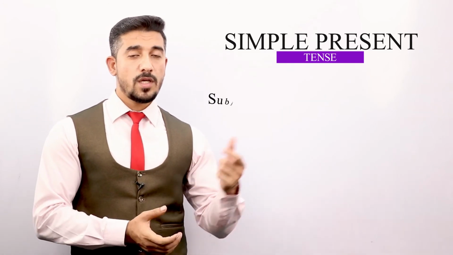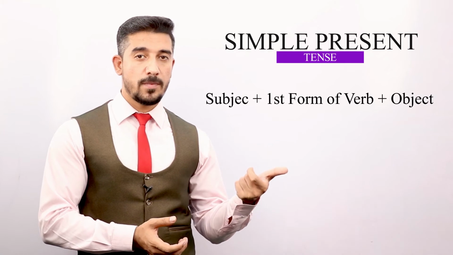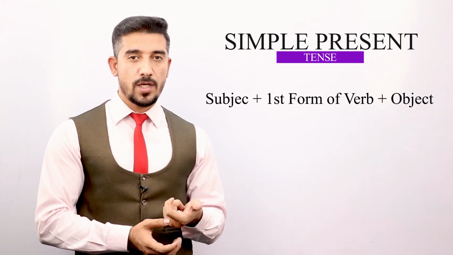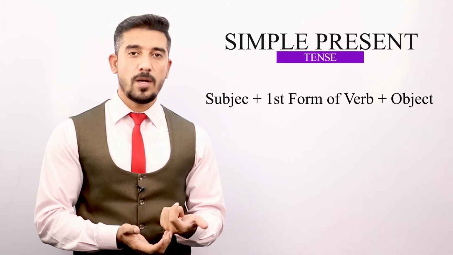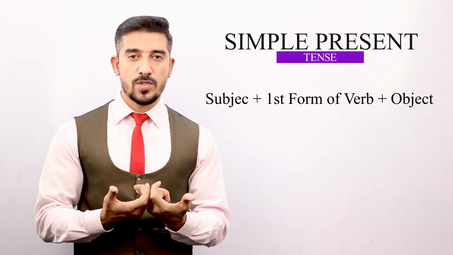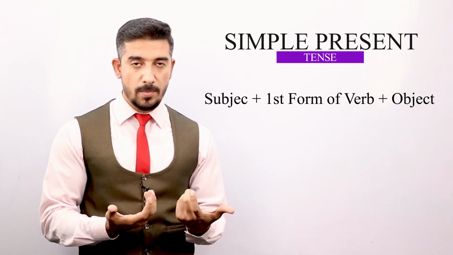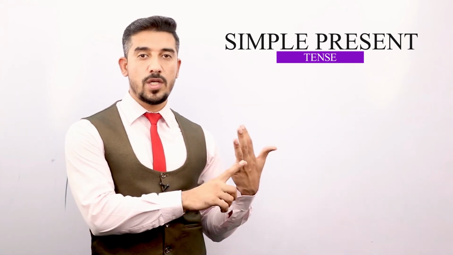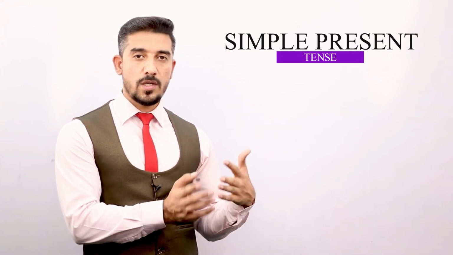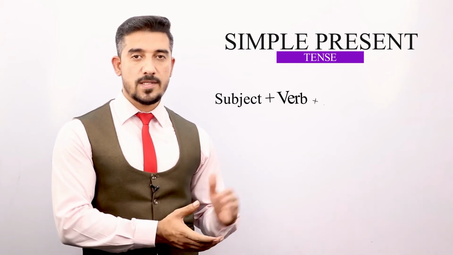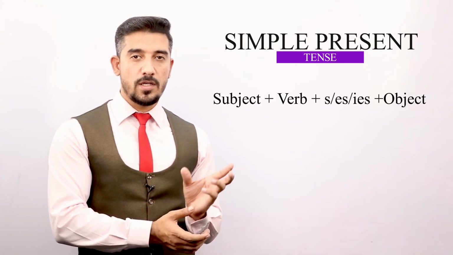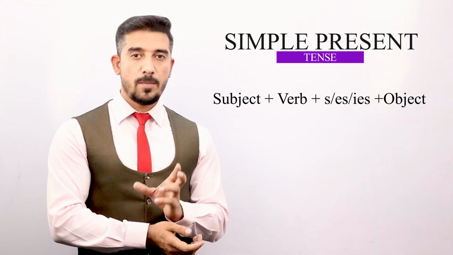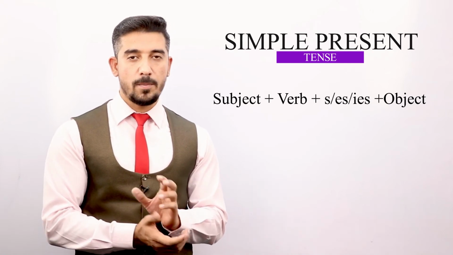Now, we have subject plus verb first form plus object or complement. What is complement? Anything, the group of words which complete the sentence is known as complement. Besides that, for third person singular subject, for he, she, it, उसके लिए structure different होता है. That is subject plus verb with the addition of s or es plus object or complement.